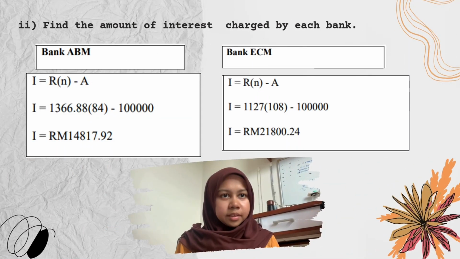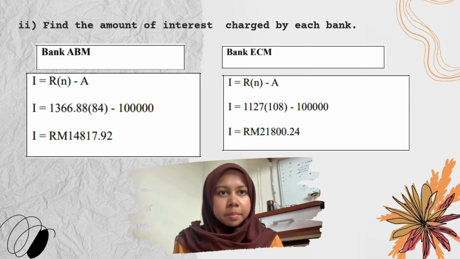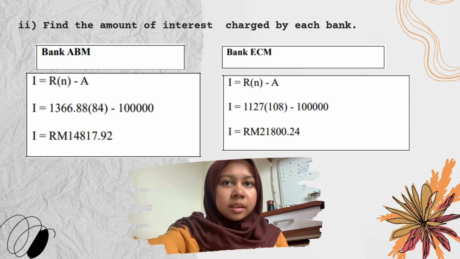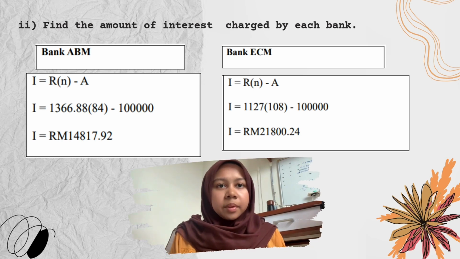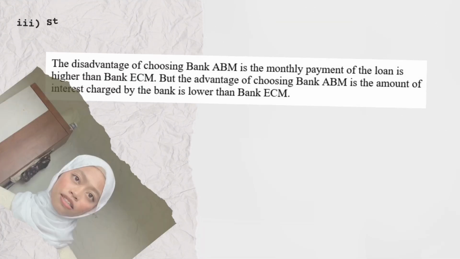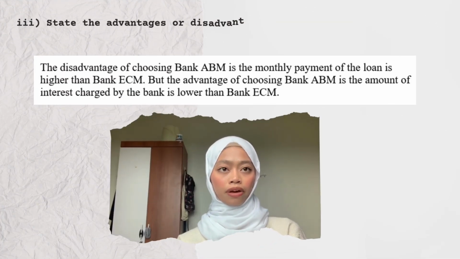Find the amount of interest charged by each bank. First, we will find the amount of interest charged by Bank ABM. We'll use the formula I equals R multiplied by N minus A. And we will get I equal to 14,817.92. Next, for Bank ECM, we'll find the interest using the same formula, and we will get the answer, which is I equals 21,800.24.